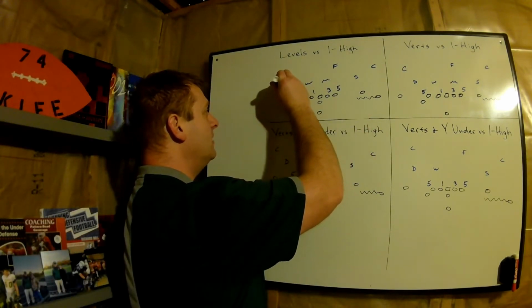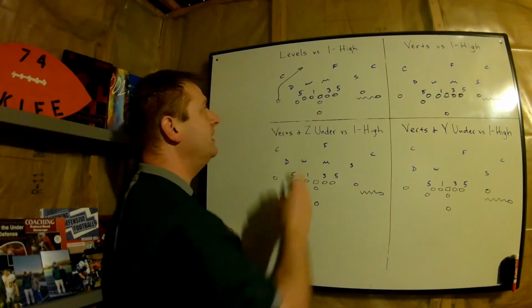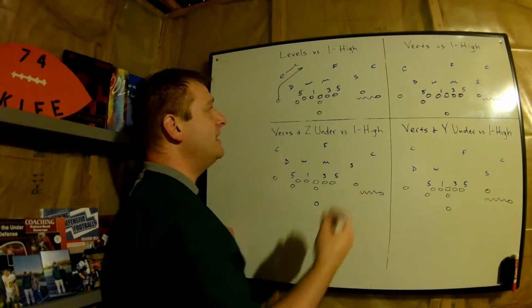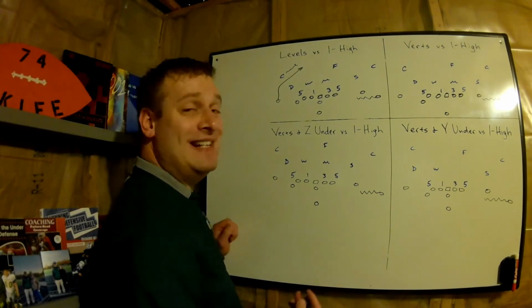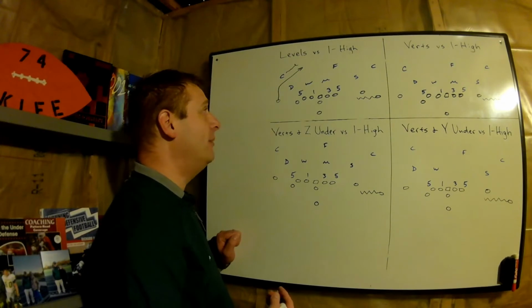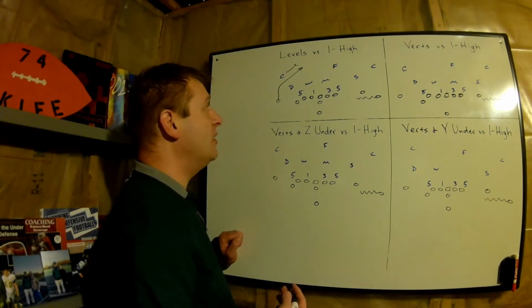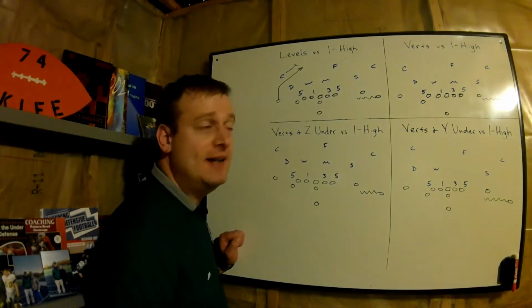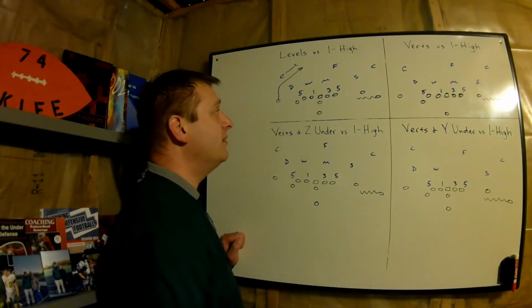Backside, we would almost always have a post here. If that backside corner stays outside leverage and doesn't stay tight enough to that post, which he really should be outside leveraging on top of it, but if we feel like we can get behind that corner and the safety is paying more attention to the twin side, we'll come back to throw that backside post.